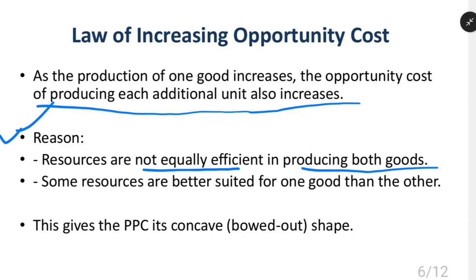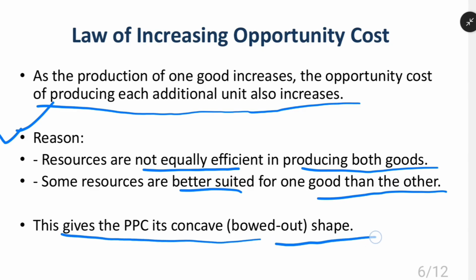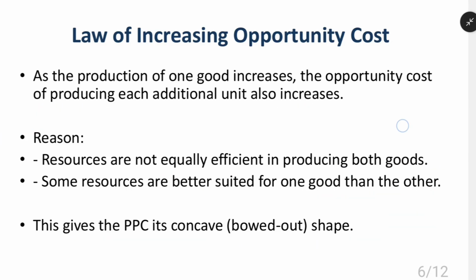The same resources can be efficient in producing corn, but cannot be efficient in producing cotton. Some resources are better suited for one good than the other. This gives the PPC its concave, bowed out shape. So this is the reason the PPC is concave or bowed out. So we have understood the law of increasing opportunity cost.